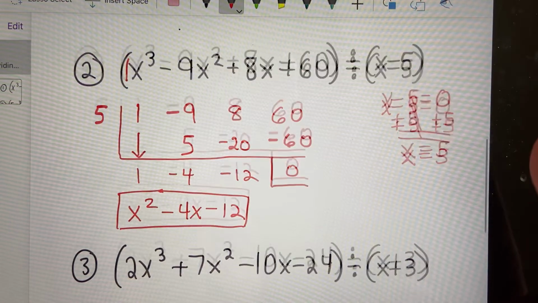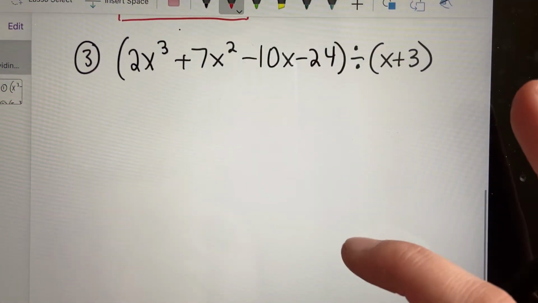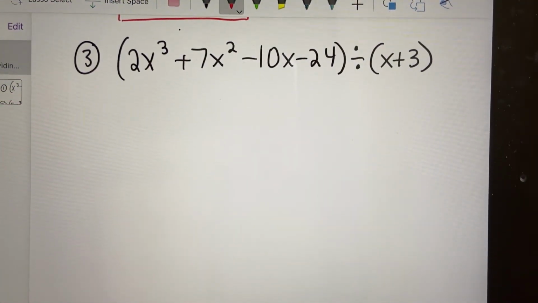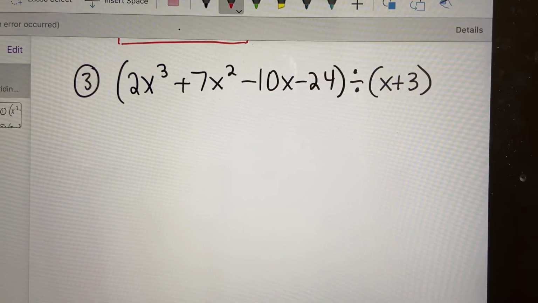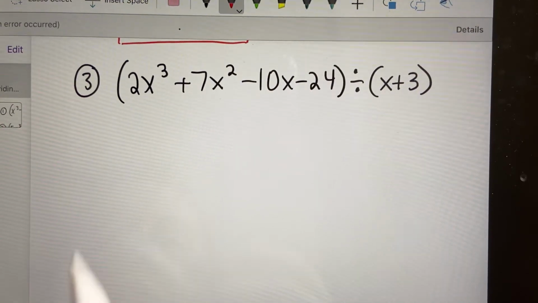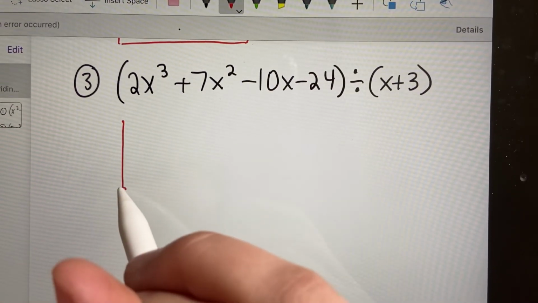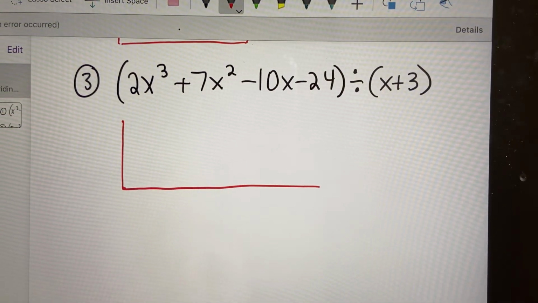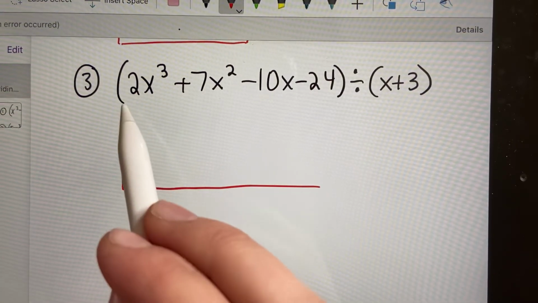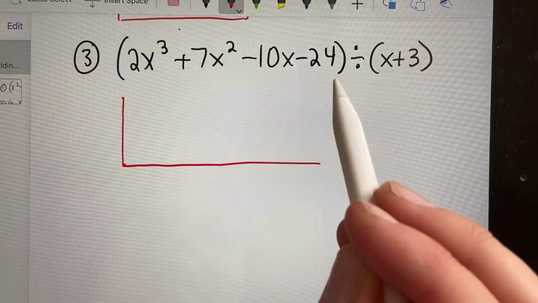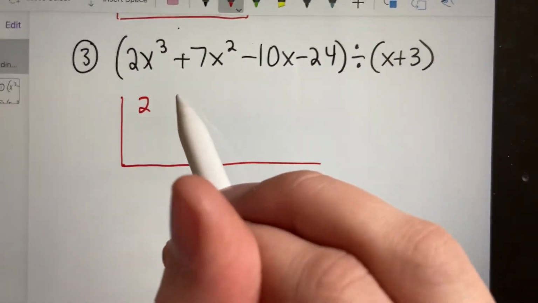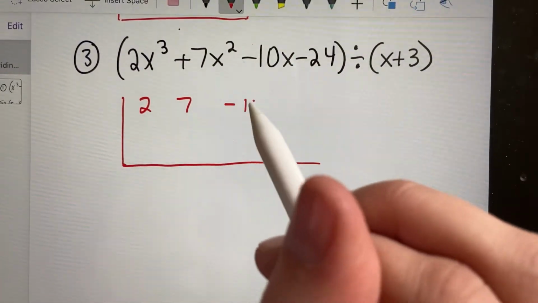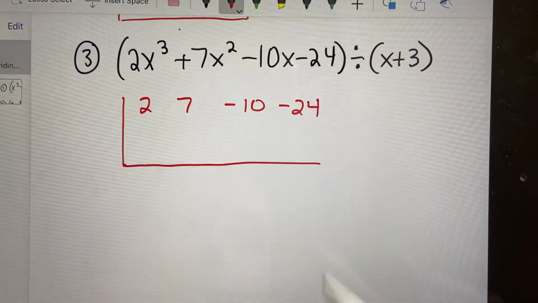Super fun, right? Let's do another one. 2x to the third plus 7x squared minus 10x minus 24. So just start out drawing this upside down division box. And then I'll put 2, 7, negative 10, negative 24. That goes on the inside.